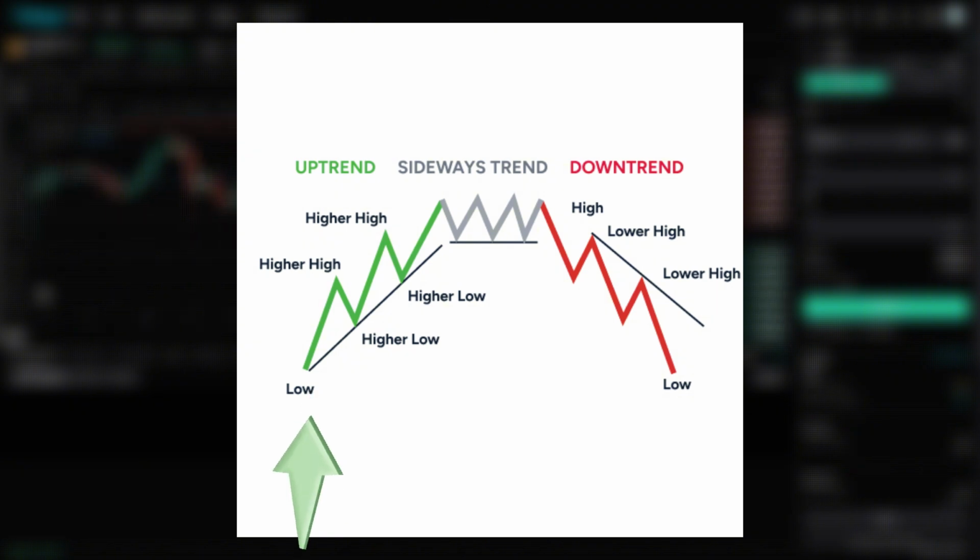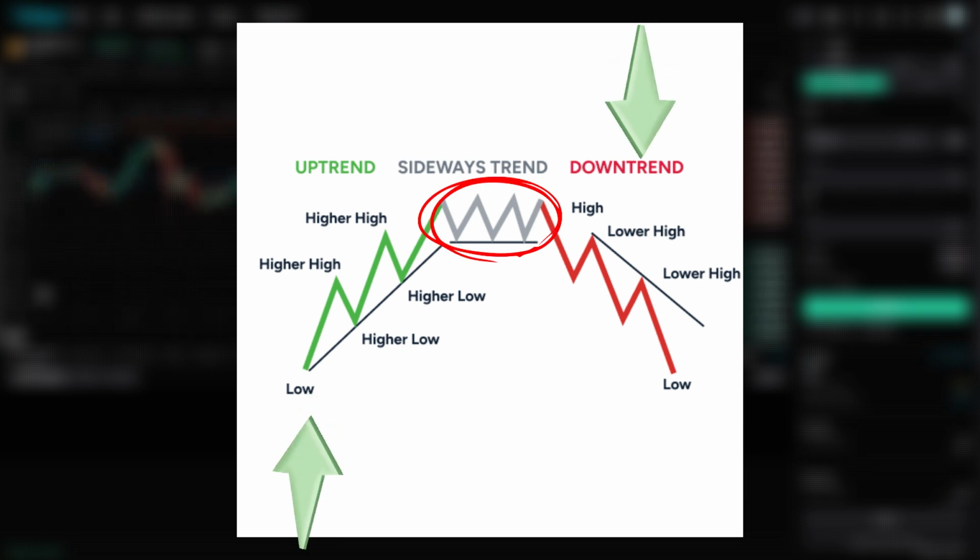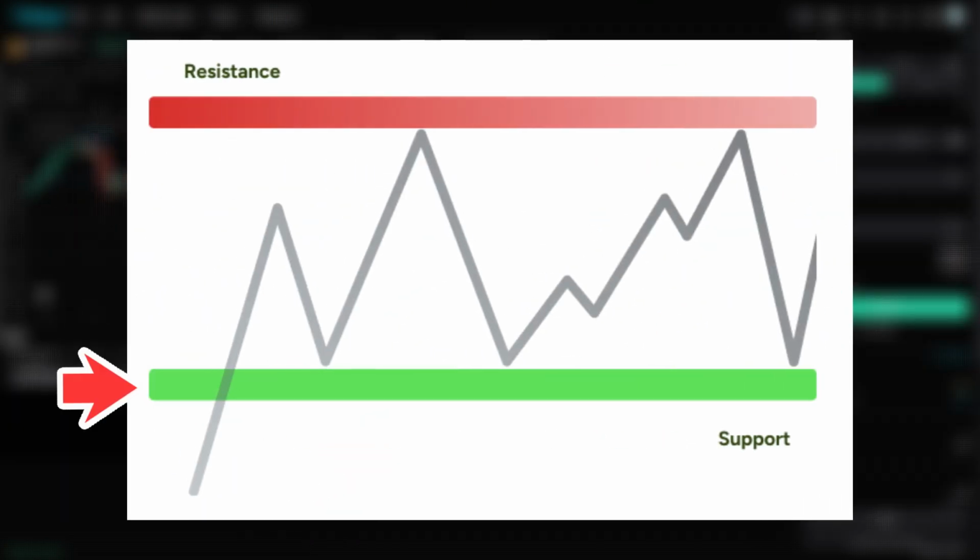If the price is making higher highs and higher lows, you are in an uptrend. If the price is making lower highs and lower lows, you are in a downtrend. If the price is moving sideways, you are in a range. You can also draw horizontal lines to mark support and resistance levels.